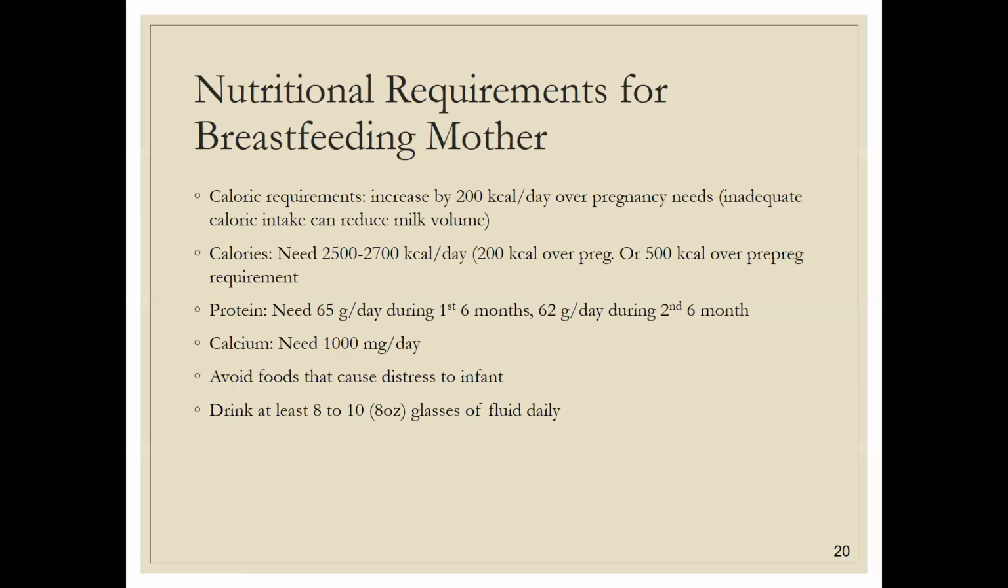And then we always tell them to avoid foods that cause distress to infants, because sometimes babies will seem like they're colicky or they get upset stomachs. I know for myself, with my son, I couldn't have anything garlic, because every time I ate garlic, he became more crabby and acted like he was uncomfortable and more gassy. So I couldn't eat a whole lot of pasta with him.